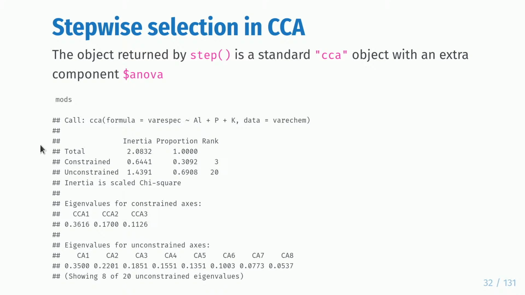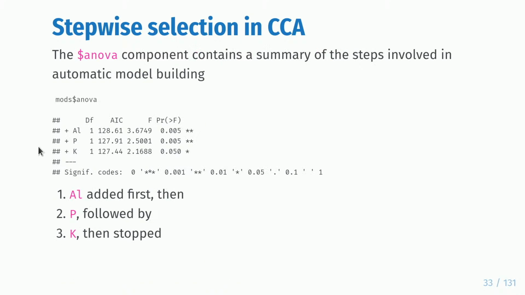The only thing that we get extra is an ANOVA component, and if you look at the ANOVA component, this tells you the ordering in which these things were added to the ordination. So the first variable that was selected out of all variables, aluminium, had the largest explanatory power. Okay. Then, given that we've already included aluminium, which is the next best variable? Well, that was phosphorus. We add phosphorus to the model, and then we run the procedure again. We look at which is the next best variable that can explain any of the remaining residual variance in the species data. That was then potassium.